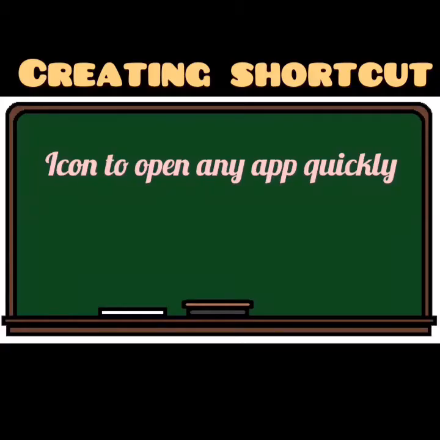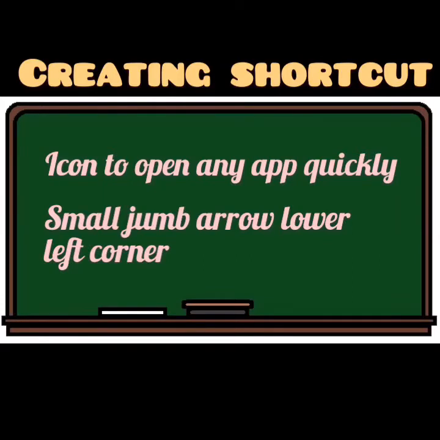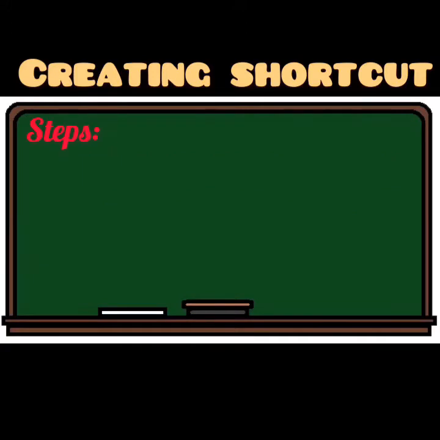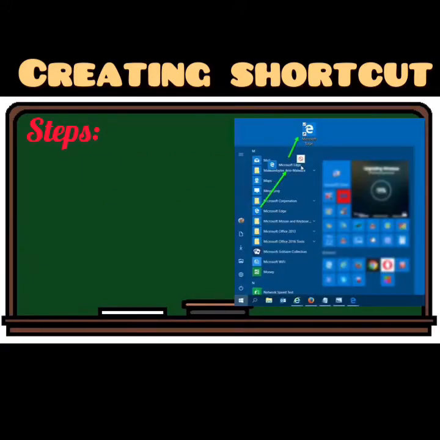What do you mean by shortcut? A shortcut is nothing but an icon to open any app very quickly. There will be a small arrow at the lower left corner of the icon on the desktop. That means it is a shortcut. So now let's see some of the steps for how to create a shortcut for an application.